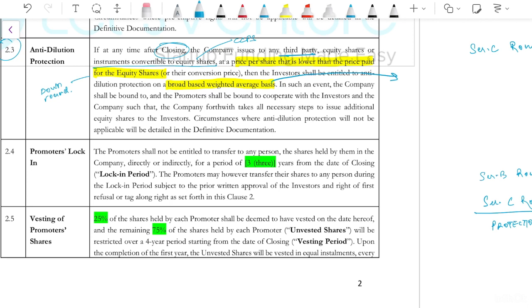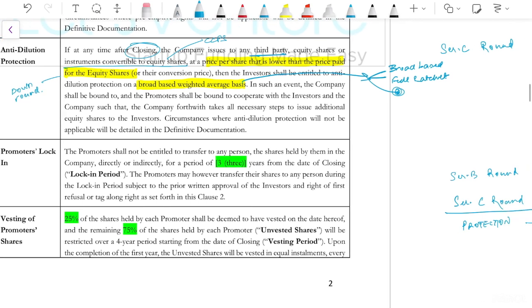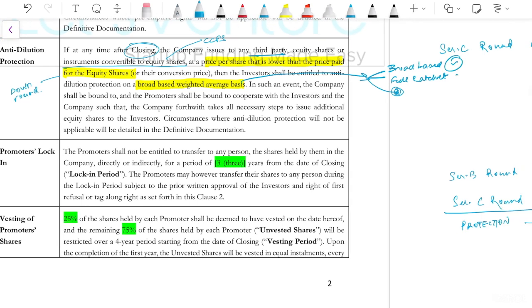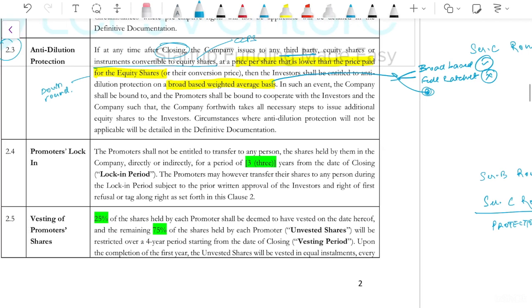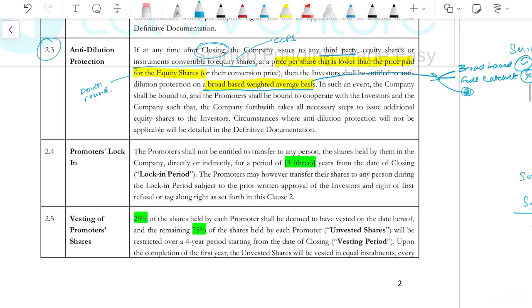Basically, to protect against dilution, there are multiple methods, I think three main methods. Right now in my head, I remember broad-based weighted average is one. Second is full ratchet. These two are more commonly used. I think there was a third one, but I don't recall. However, in my experience, I've only seen broad-based weighted average and I have not seen full ratchet in any term sheet. So this clause says that we will use the broad-based weighted average formula to protect the investor from being diluted in case of a down round.